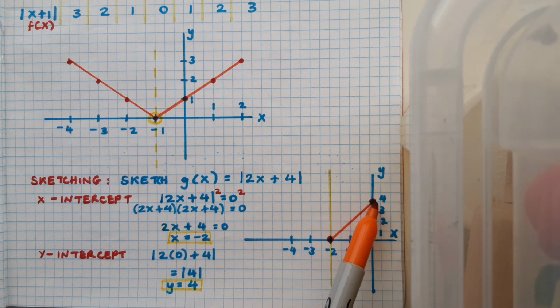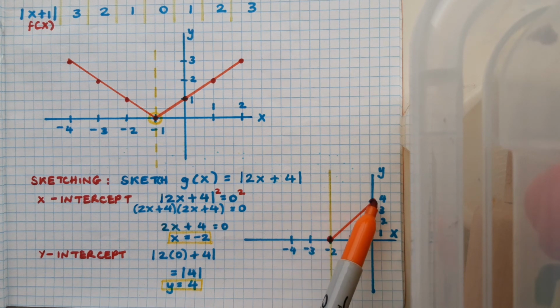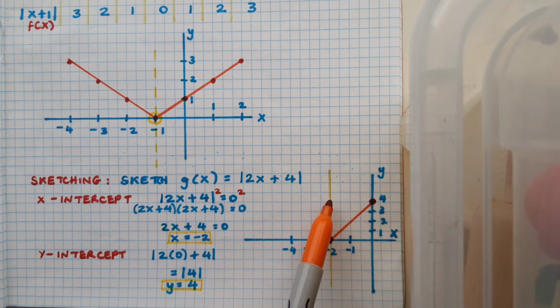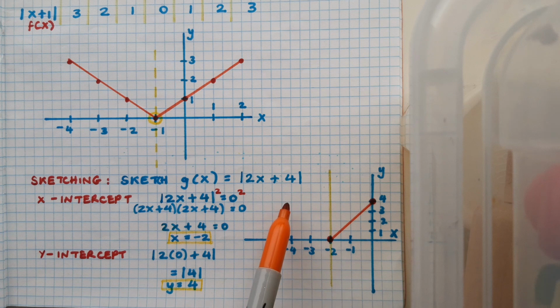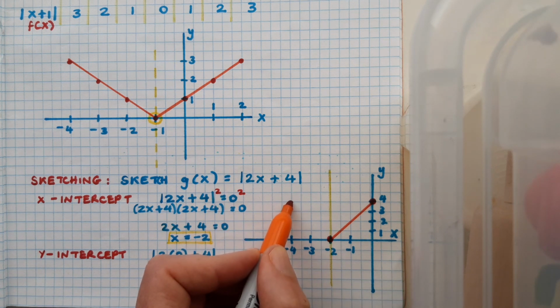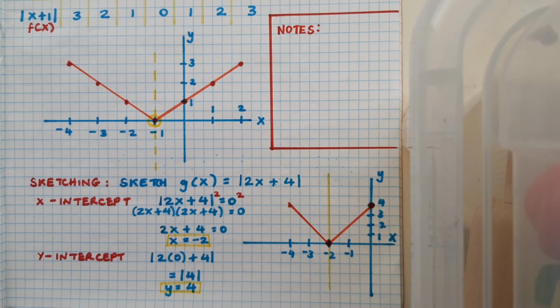I can see that I'd have to go minus 1, minus 2, that's 2 spaces to get from my y-intercept across to the line of symmetry. So I'm going to go 2 more spaces on the far side in order to complete my sketch.